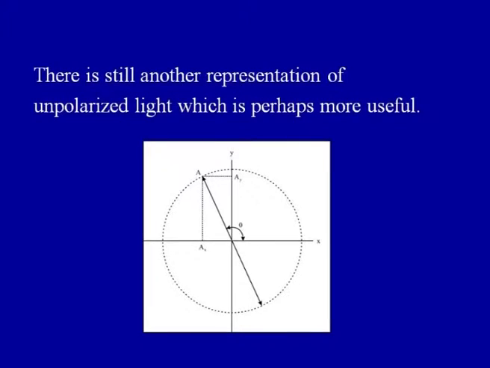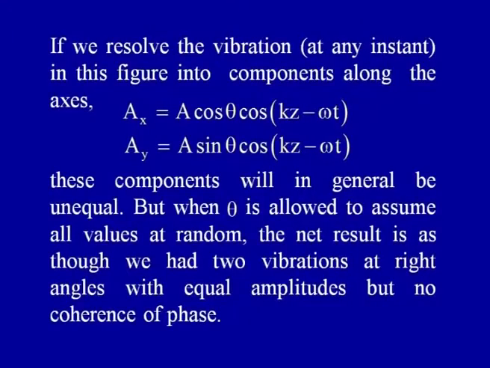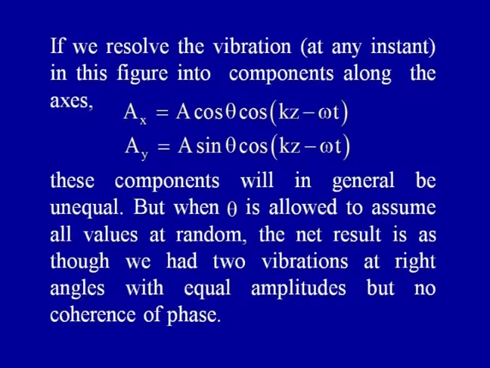There is still another representation of unpolarized light, which is perhaps more useful. If we resolve the vibration at any instant in the figure into components along the axes, Ax is equal to A cos θ cos(kz − ωt), and Ay is equal to A sin θ, again cos(kz − ωt). Now, these components will in general be unequal, but when θ is allowed to assume all values at random, the net result is as though we had two vibrations at right angles with equal amplitudes, but no coherence of phase.